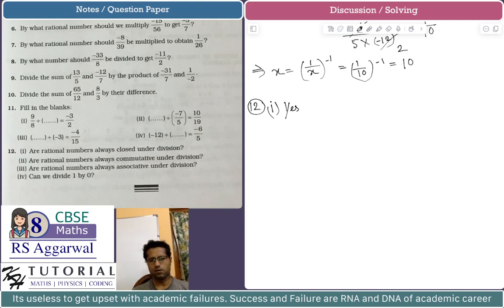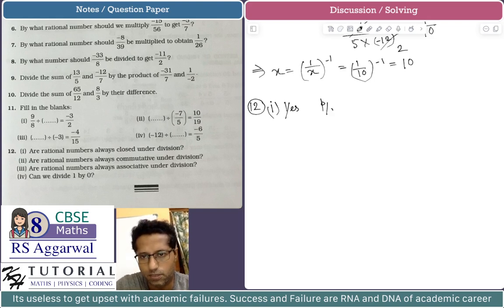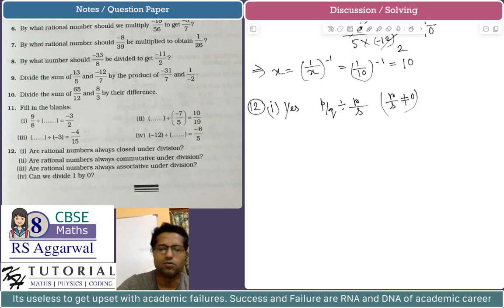You can say yes because if you consider the rational numbers, when you are doing a division of two rational numbers, if p by q is a rational number, and you are dividing it by r by s, and if r by s is a non-zero rational number, then of course p by q divided by r by s is always a rational number. But also you cannot do division with a zero rational number. If r by s is equal to 0, then you cannot do the division. So for some rational numbers the division is not defined.